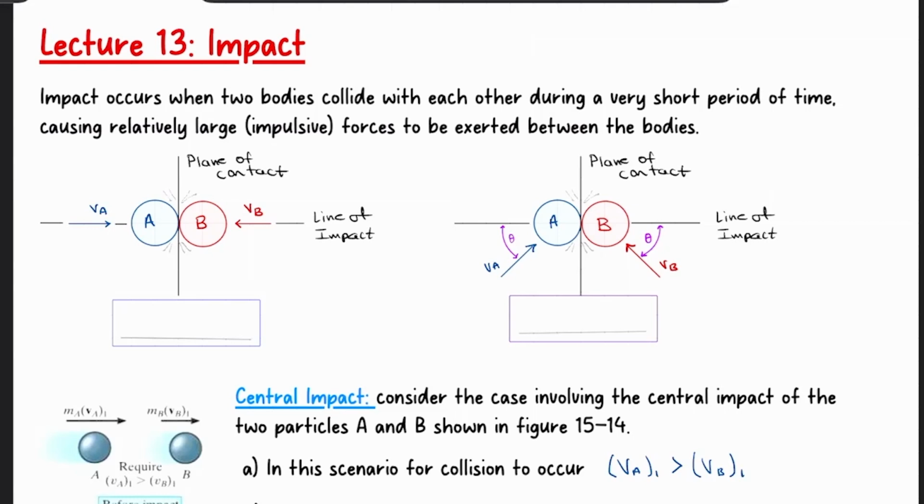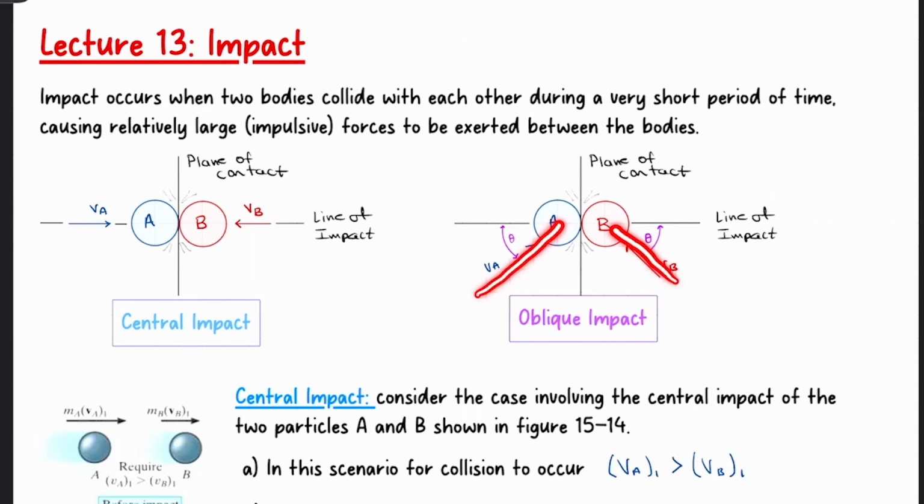Whenever two objects collide, there are two types of impact. Whenever they act in a line, that's what we call central impact, where notice the line of impact is pretty much linear. Both objects are moving in that direction and they collide in that same direction. Or we can have what's known as an oblique impact over here, where our objects are coming from different directions and they meet at some point.